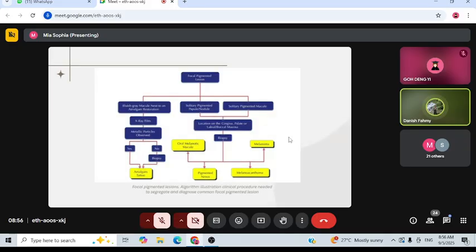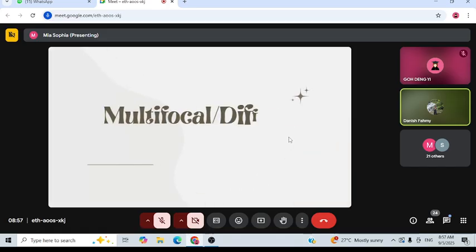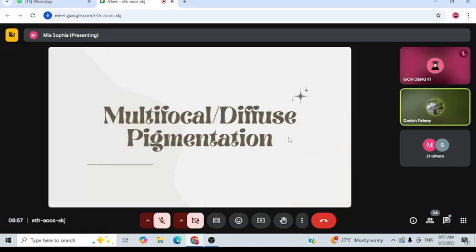So this is roughly our discussion about focal pigmentations and their treatment. Next we go through the multifocal or diffuse pigmentations.